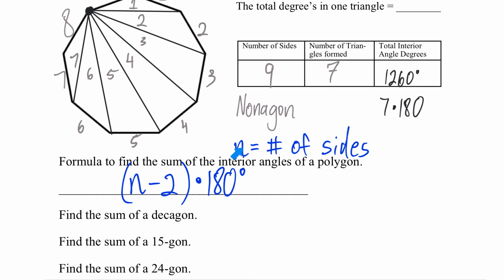So just think about this. Okay, for a triangle, how many sides does a triangle have? 3. So if I plug in 3 right here, what's 3 minus 2? 1. And what's 1 times 180? 180. Okay? So this works for any of these shapes.